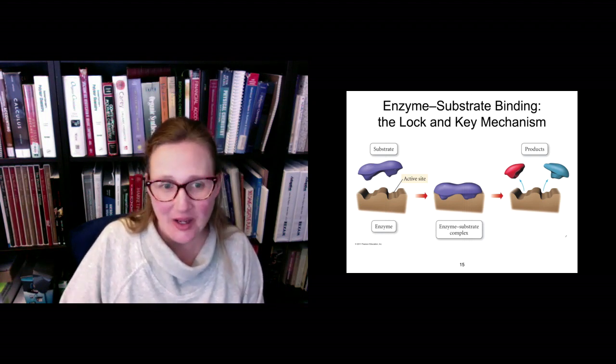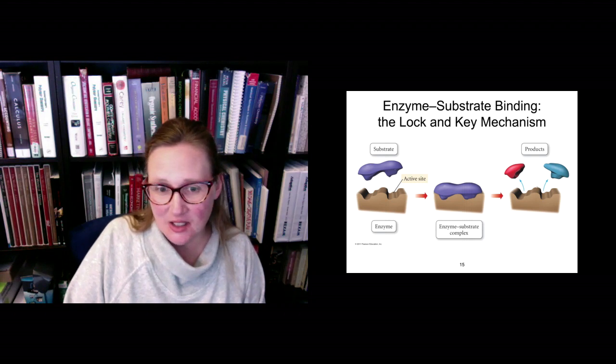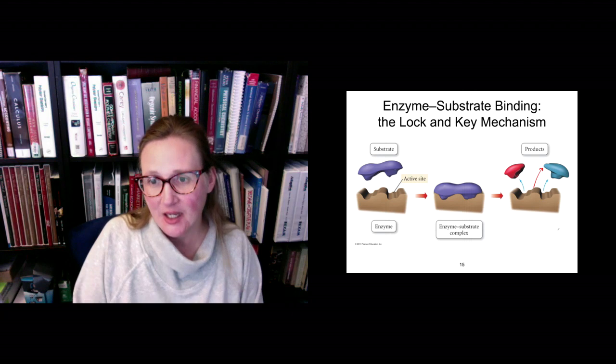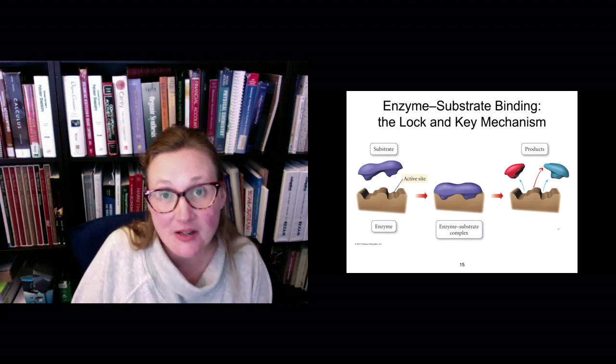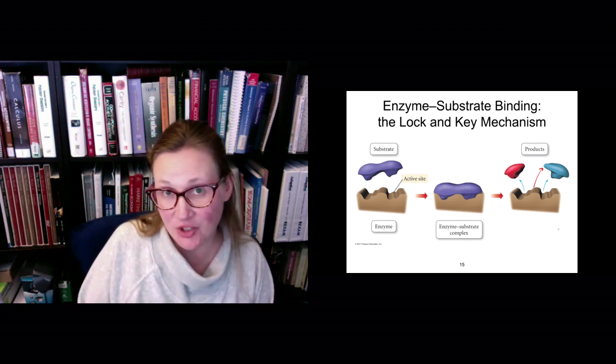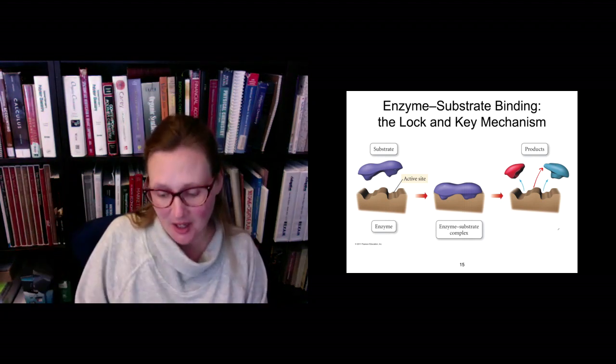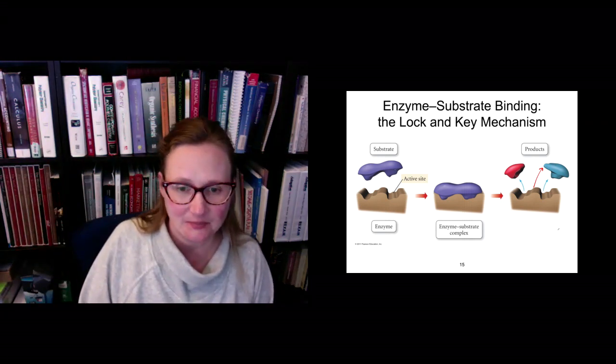All right, and so at the end, the enzyme can release products, because the product is no longer binding to the active site. It doesn't have the appropriate shape, and it doesn't have the appropriate intermolecular interactions. So the product can go and leave the active site.